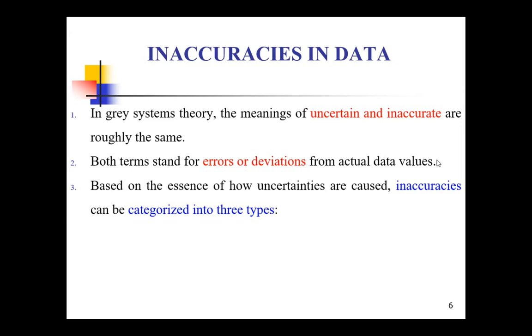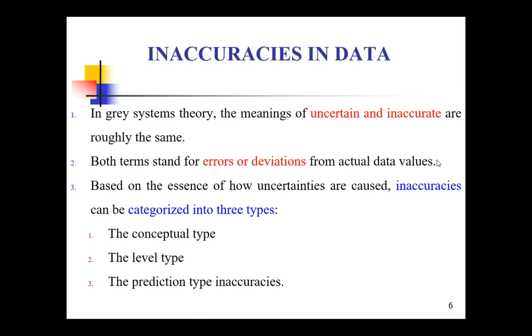Based on this uncertainty, the inaccuracies are categorized into three forms or three types. The first one is the conceptual type. The second one is the level type. And the third one is the prediction type inaccuracy. So based on these uncertainties only, these inaccuracies are categorized as the conceptual type, the level type, and the prediction type.